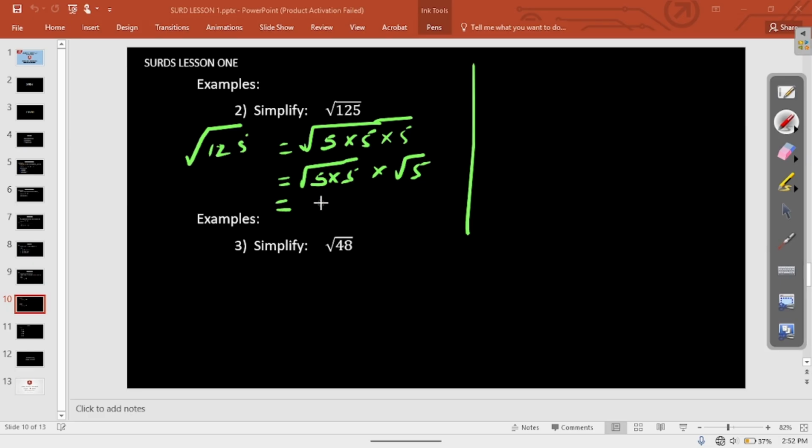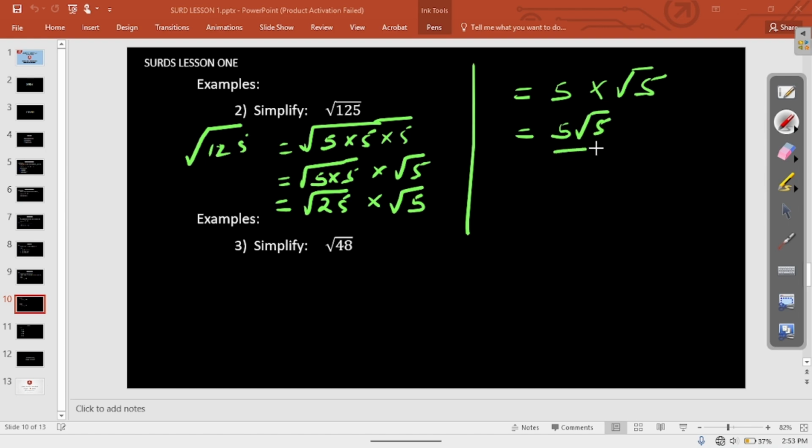Then these two multiplied, we are going to get the square root of 25, and here we are going to get the square root of 5. So to simplify it further, the square root of 25 is 5, which we are going to multiply by the square root of 5. We don't simplify this further because we have to leave it in surd form. So here we have 5, which is a rational number, multiplied by a surd, the square root of 5, and that becomes our answer.